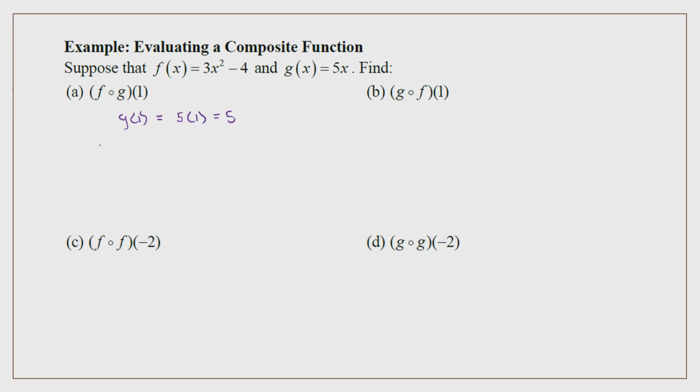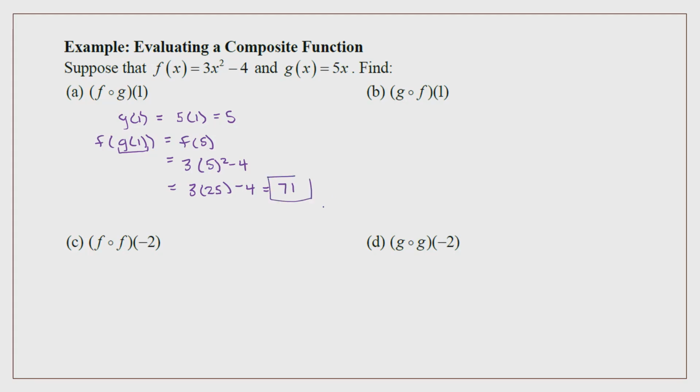Then we're going to find f of g of 1. So we take g of 1, which we know to be 5, and substitute it into the function f. So we'll get 3 times 5 squared minus 4. That will equal 3 times 25 minus 4. When we evaluate that, we get 71.